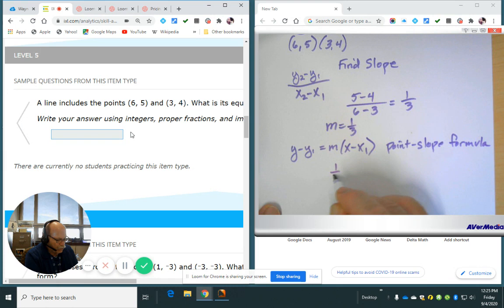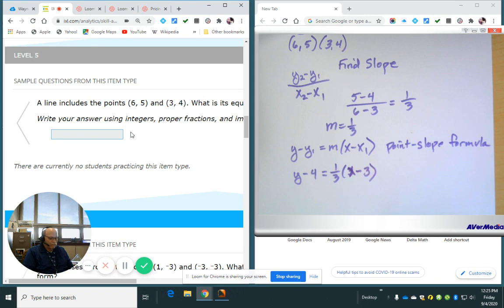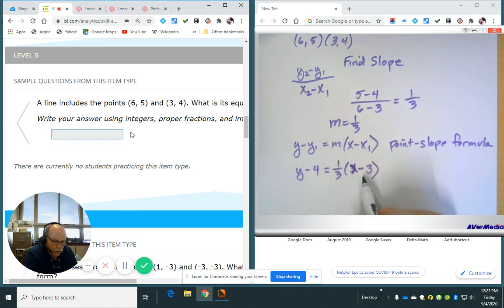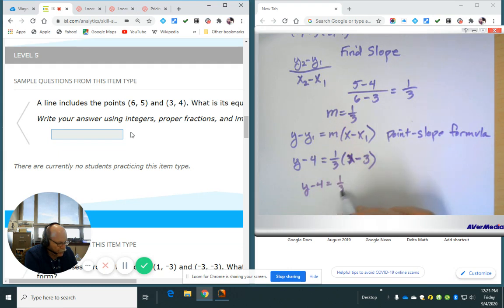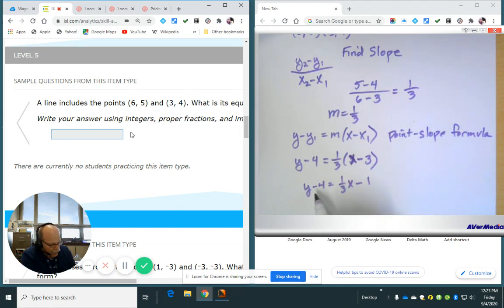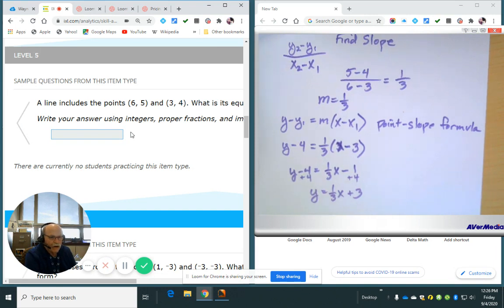So my slope is 1/3, and then I just pick one of the two points. I'm going to pick (3, 4). So y minus 4 equals 1/3 times (x minus 3). Distributing the 1/3, I get y minus 4 equals 1/3 x minus 1, since 1/3 times 3 is 3 over 3, which is 1. Then I add 4 to both sides, and I get y equals 1/3 x plus 3. All right, so we got that one.